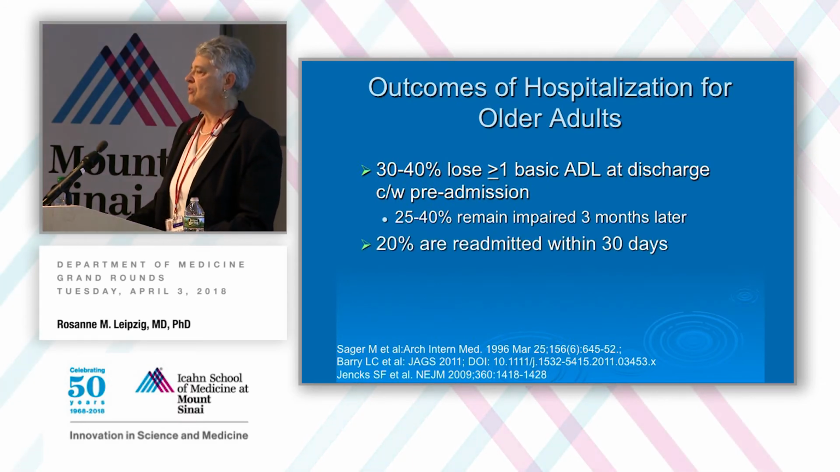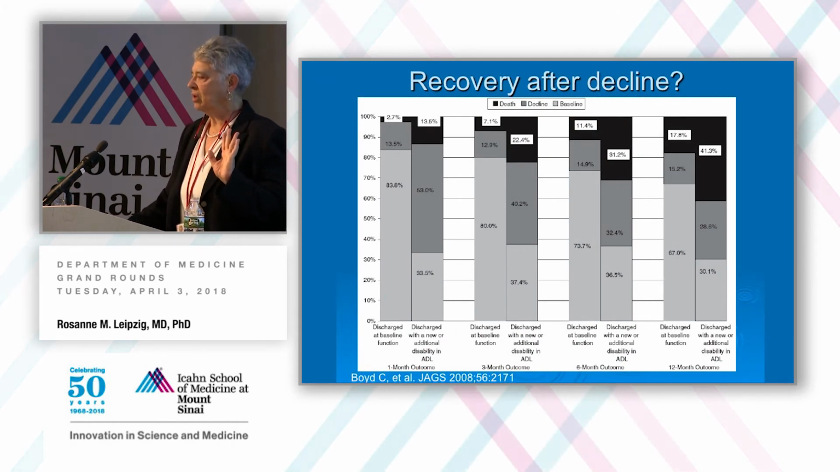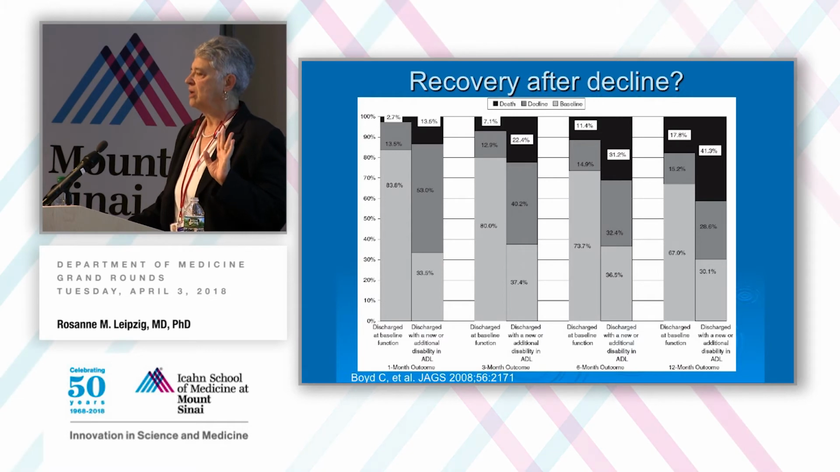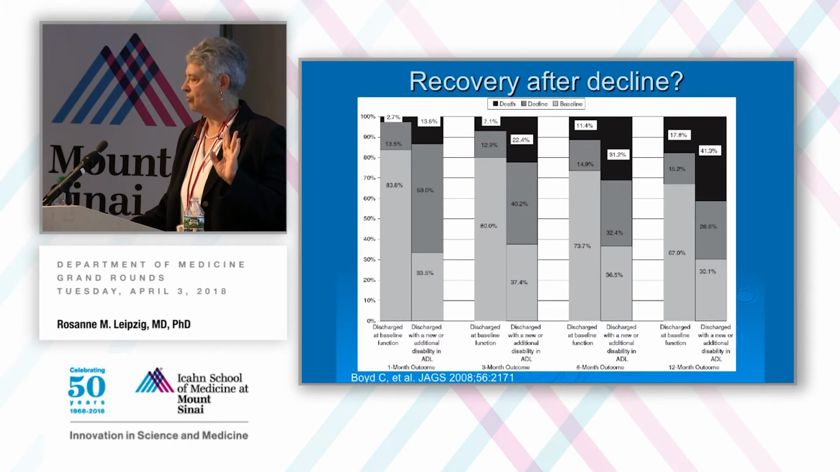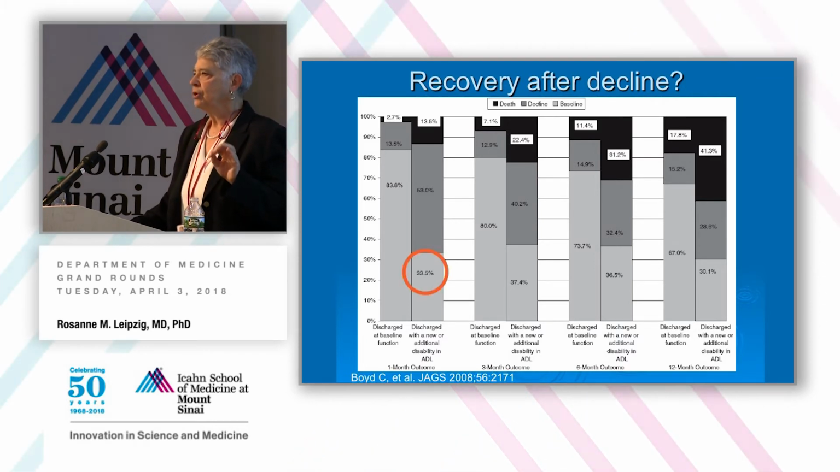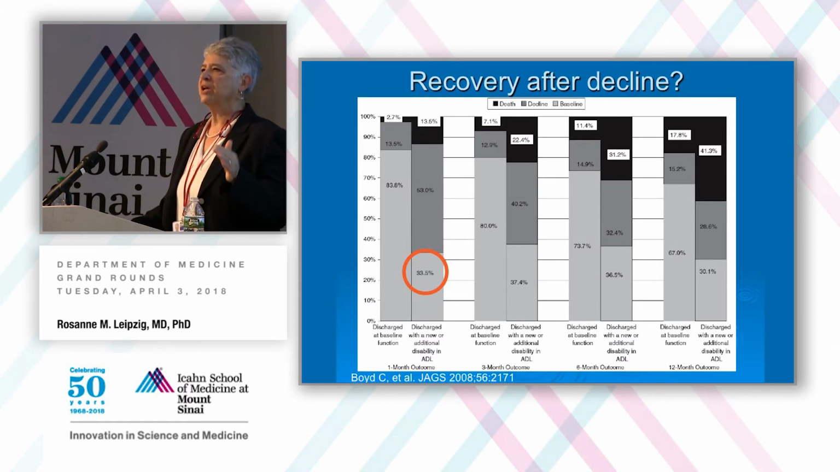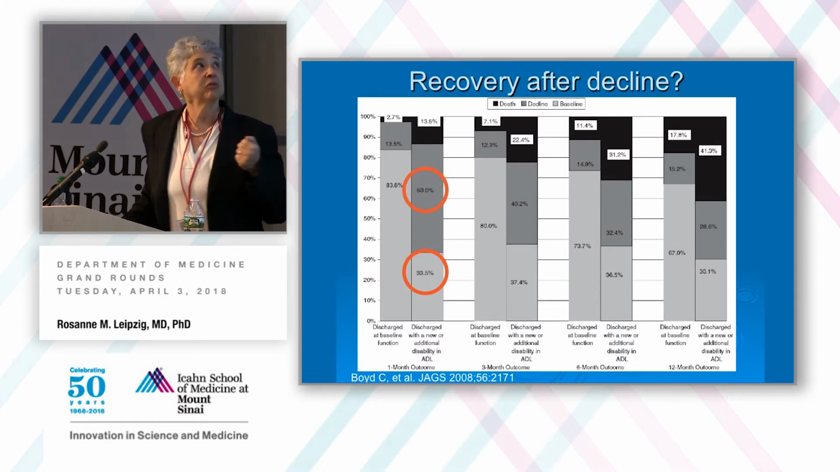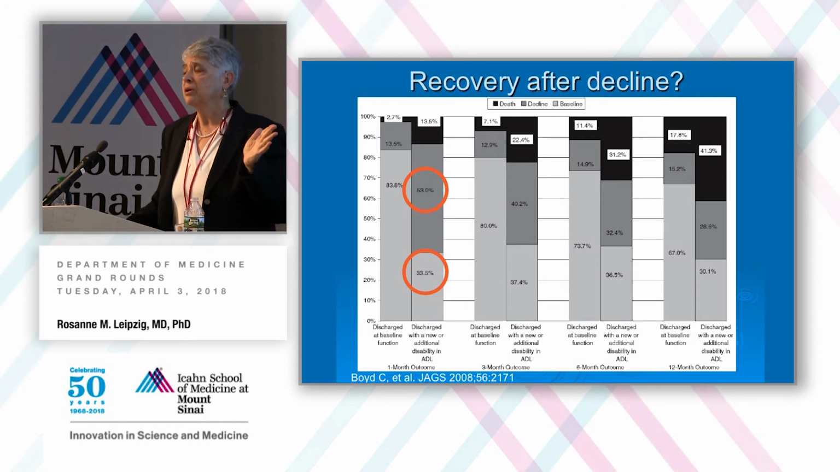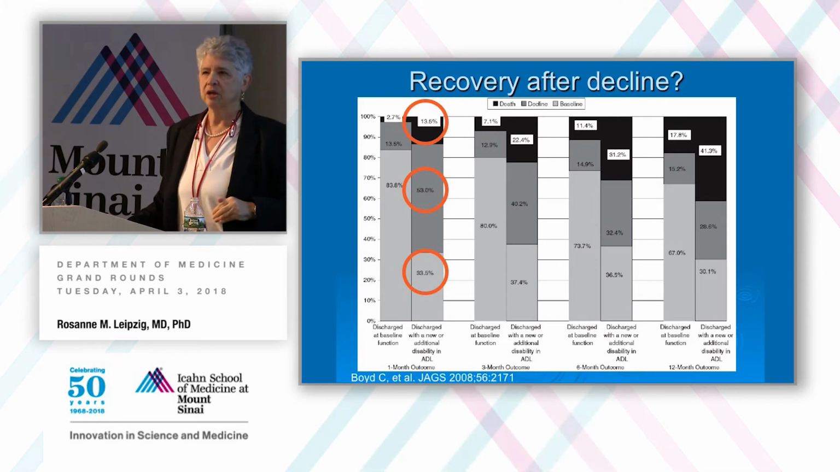This is a very complex slide. Let me just show it to you quickly. These are people who left the hospital without losing an ADL. These are people who left the hospital losing an ADL. This is 1 month later, 3 months, 6 months, and 12 months. So a third are back at baseline in 1 month. This percentage, almost 50%, are still in a decline, and 13% are dead.